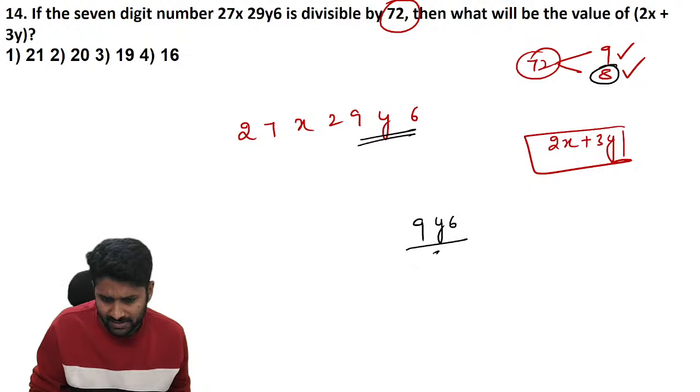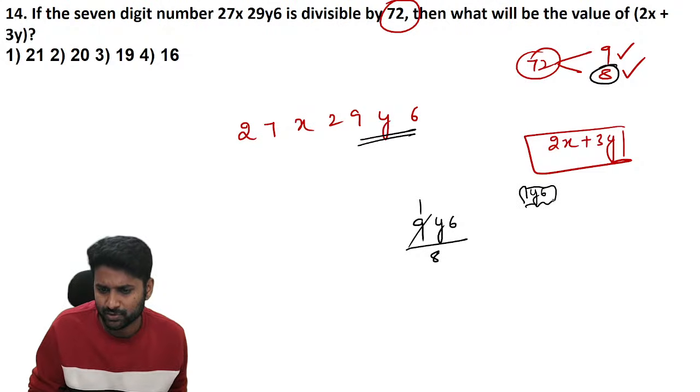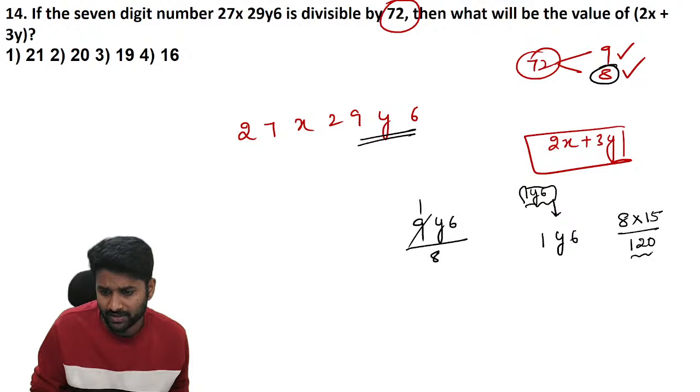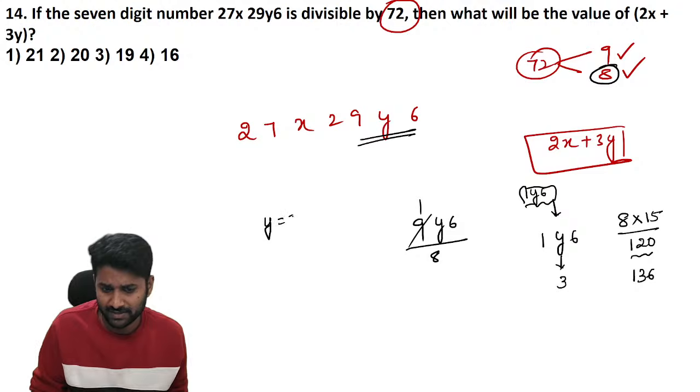Now see, we need 6 in the units place, and 1 in this position. Again check, 1 by 6. Now which number are we going to take? 8 into 15 is 120, right? 8 into 15 is 120. So again, y can be replaced with 136. So 136 is divisible by 8. So y can be replaced with 3.